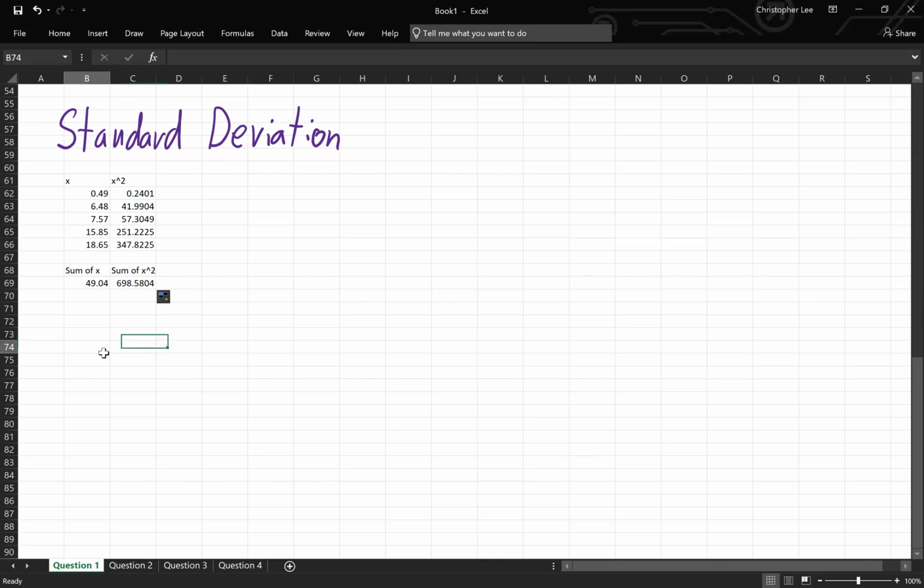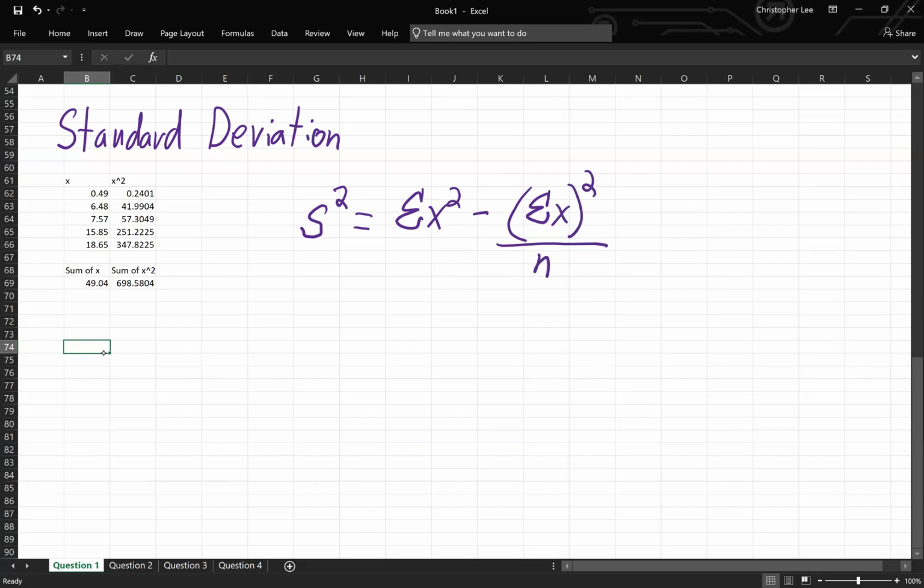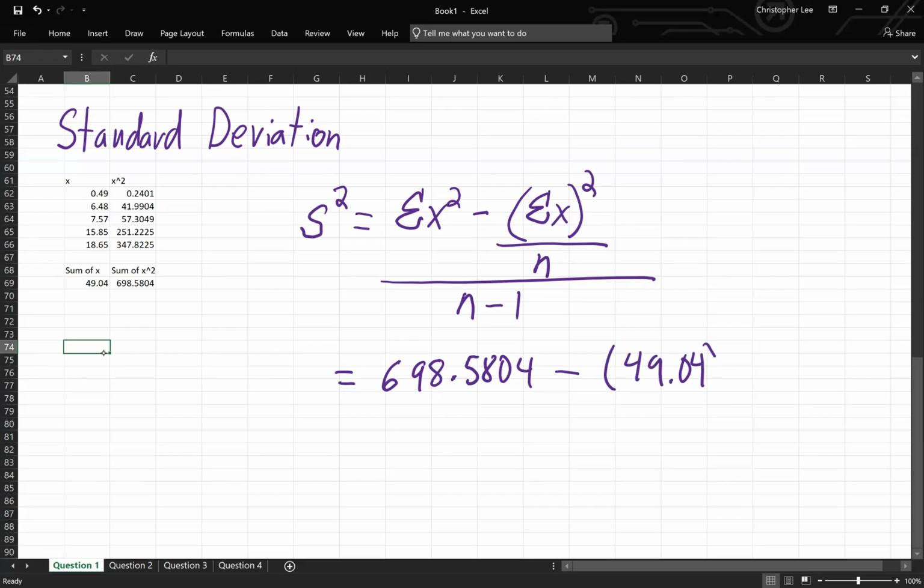All right. And then now what do we want to do? We want to jump straight into our formula. So our variance, that's how we start off. We always start off with the variance. Our variance is equal to s squared, which is the sum of x squared minus, open parentheses, the sum of x, and then we square that, divided by n, our number of numbers, and then divide that again by n minus 1. All right, very simply, let's just plug in our numbers. So what's my sum of x squared? It's 698.5804 minus, open parentheses, the 49.04 squared divided by my n, which is 5, and then all of this divided by 5 minus 1.